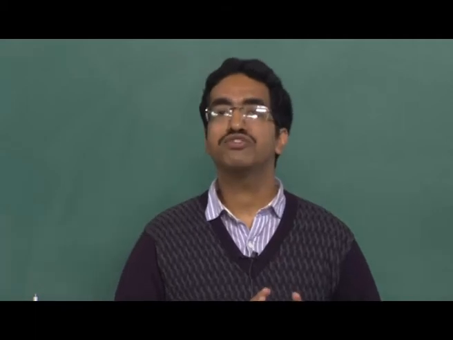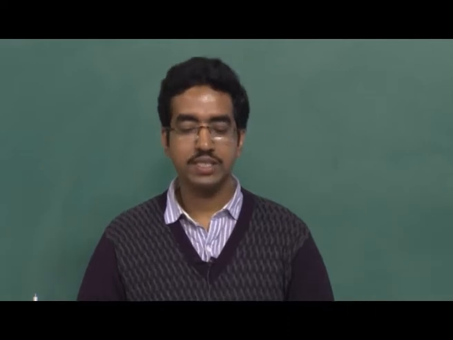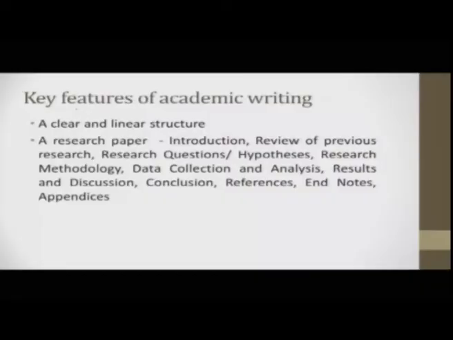So, now you know the clear difference between a journalistic piece of writing and an academic piece of work. So, on the basis of this little exercise, we can understand features of academic writing in a better way. Some are listed here. One is a clear and linear structure.